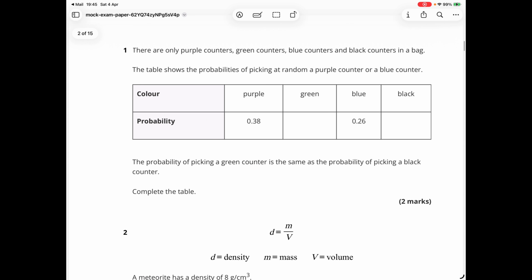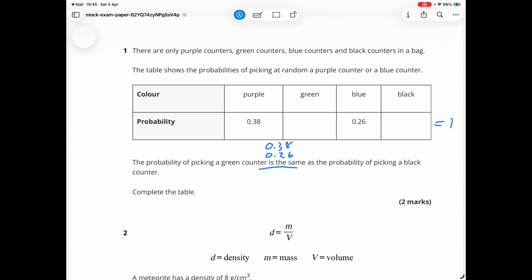So, firstly, there are only purple counters, green counters, blue counters, etc. in the bag. The table shows the probability of picking a random purple counter or blue counter. The probability of picking a green counter is the same as the probability of picking a black counter. Complete the table. So all of these add up to 1. You add up what 0.38 plus 0.26 is.